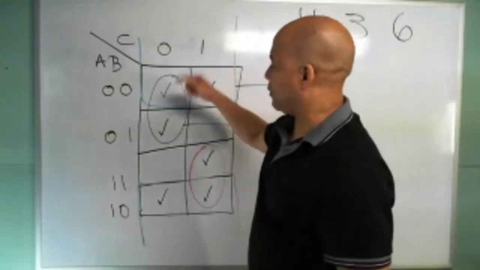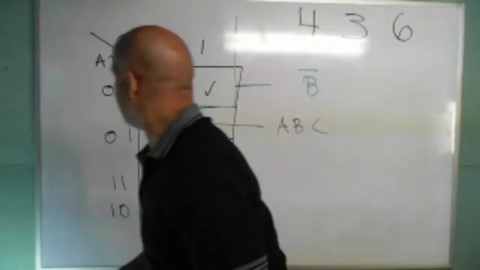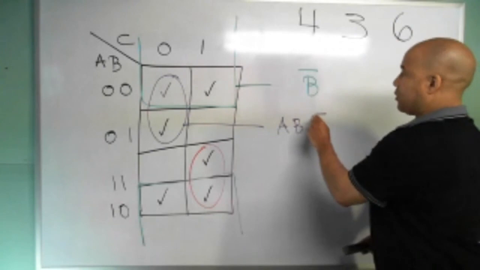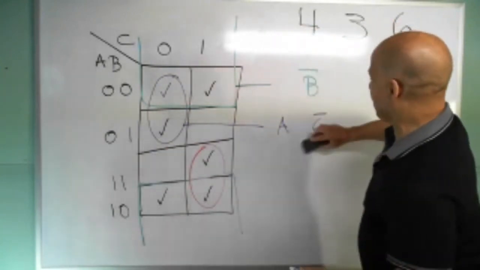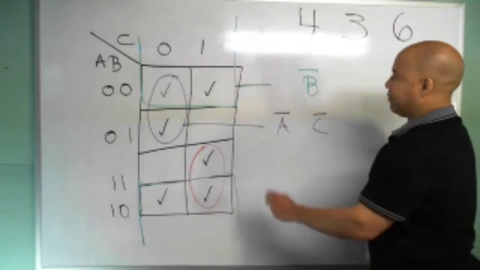I'm moving up and down, so C is going to stay there. I'm moving up and down, so my C is a 0, so I not it. And B is the one that changes, so I get rid of it. A is a 0, so I not it.